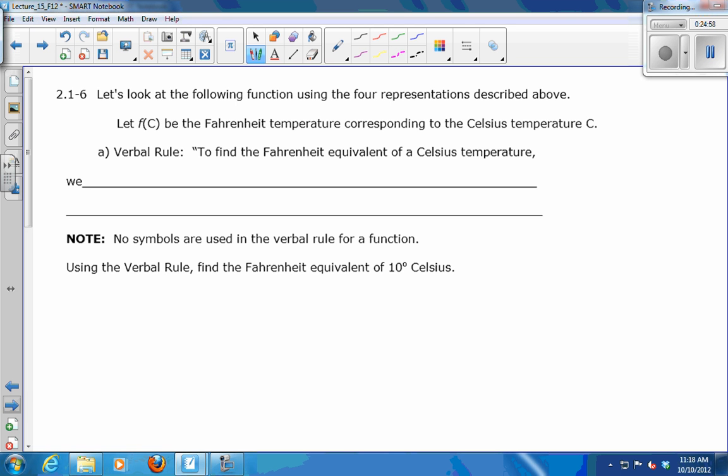So here's a function, and I want to represent it in all four ways. F of C is going to be the Fahrenheit temperature corresponding to a Celsius temperature C. So a verbal rule. To find the Fahrenheit equivalent of a Celsius temperature, we subtract 32 and multiply by 5/9. And then multiply by 5/9 after you've subtracted 32? Yes. Okay.